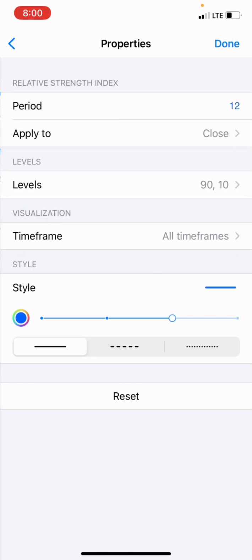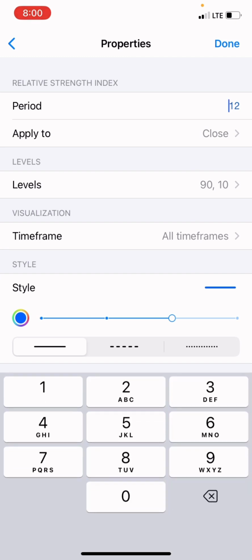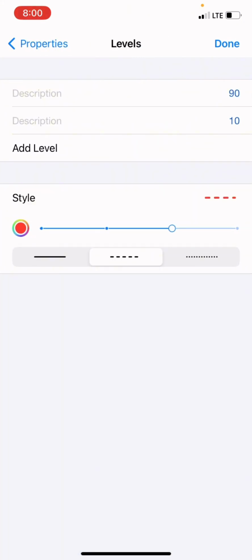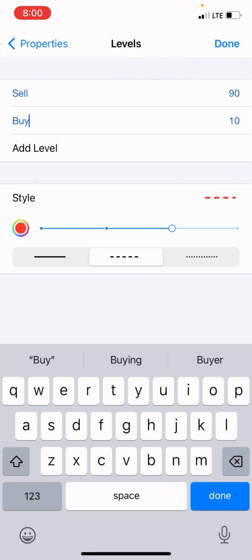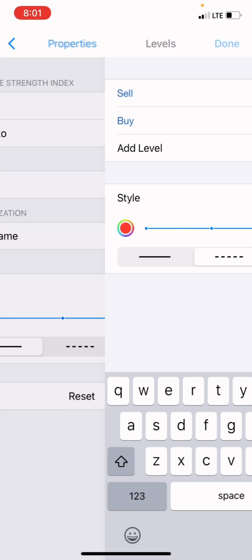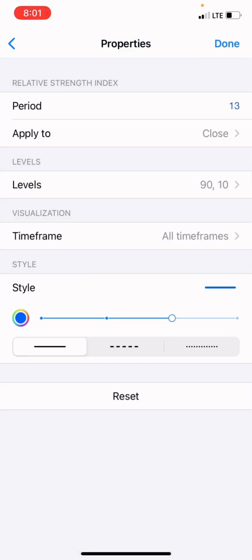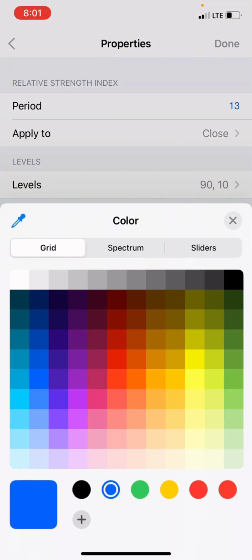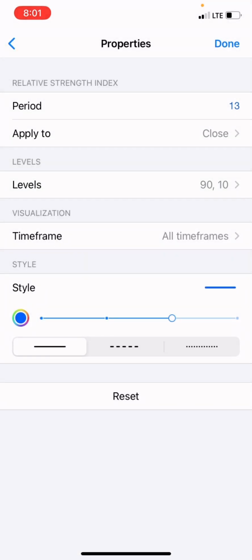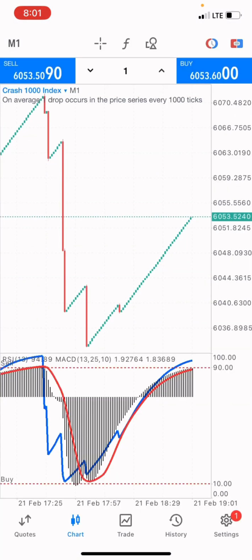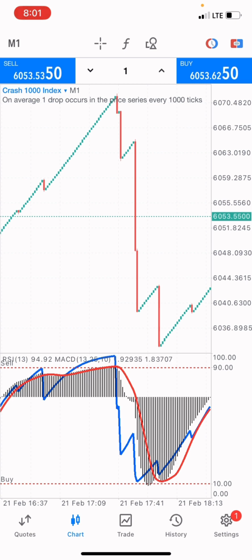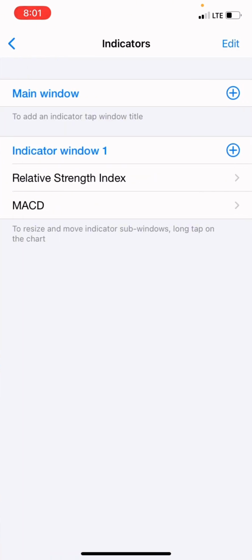We'll start with the RSI. We're going to put it on period 13 right here, with apply to close. Then the levels are going to be 90 and 10. On the level of 90 you put sell, and on the level of 10 you put buy. Then the style is going to be 3 pixels, and you click on done. For the color, you use blue or any color of your choice, as long as you know the indicator setup which you are using. Then you click on done. Remember, we use period 13, not period 12, on the RSI.